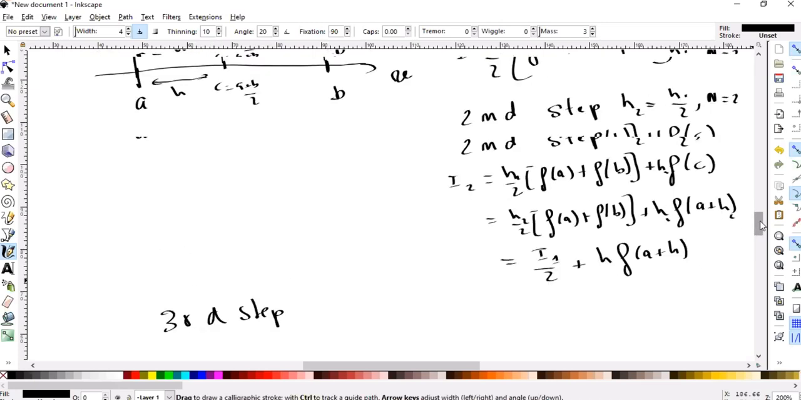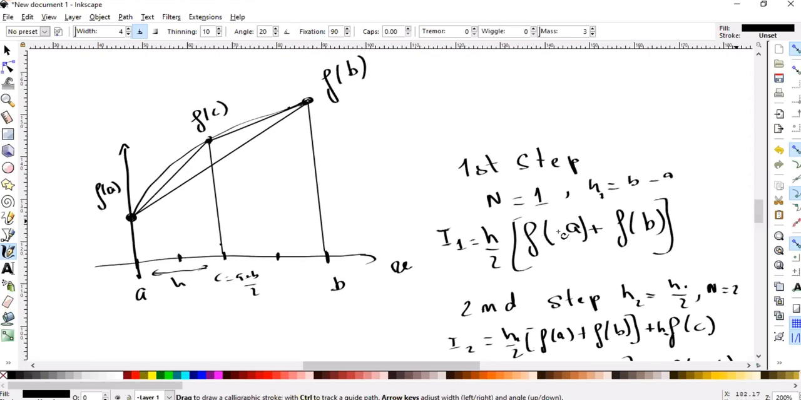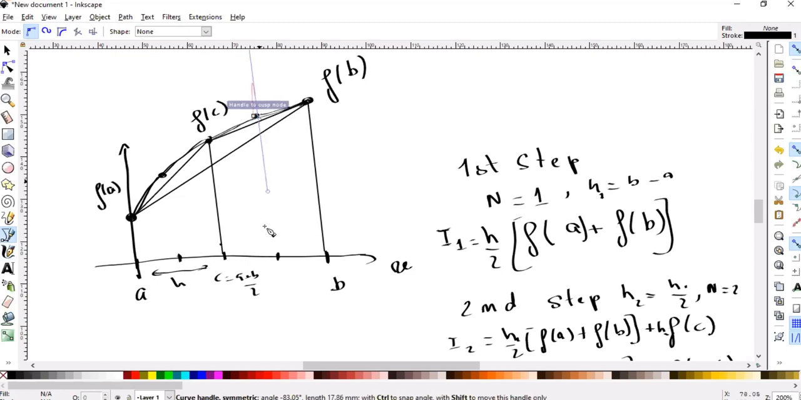Now for the third step, we divide our interval in 4 subintervals. Same thing here. So we have the sum of these 4 trapezoids now.